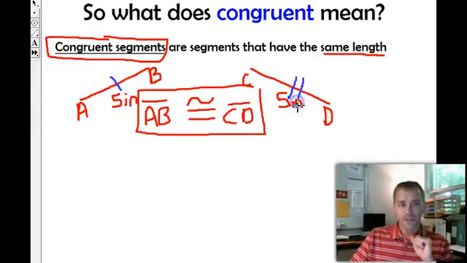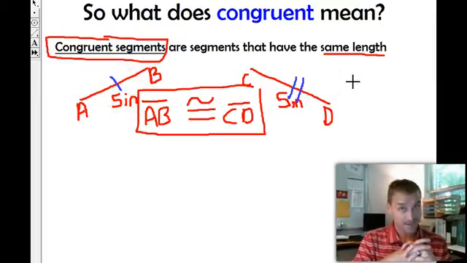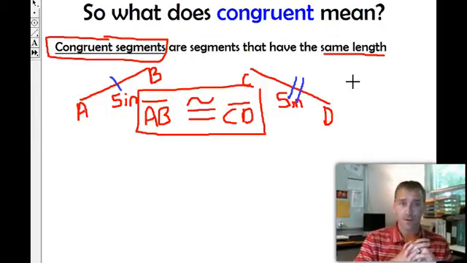Now, if you put a second tick mark there, and there's only one tick mark over there, ladies and gentlemen, those are completely different tick marks. That means that they are not congruent. They don't have the same length. So that is congruent segments.